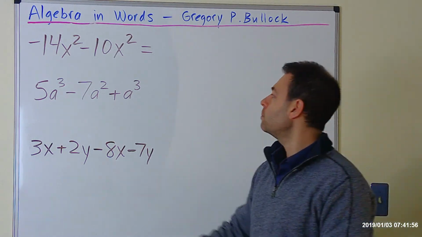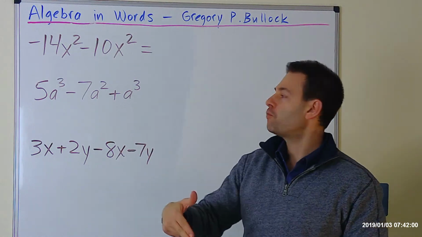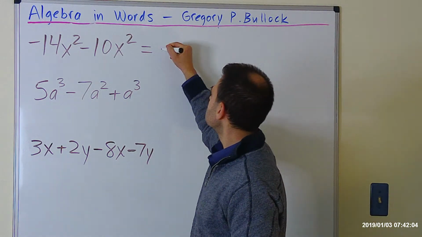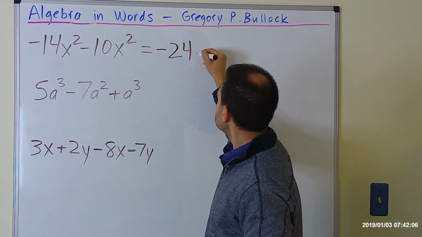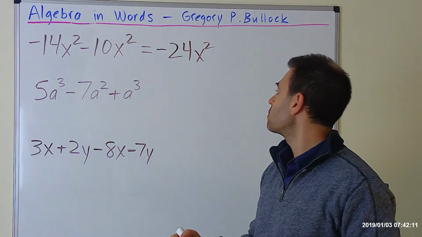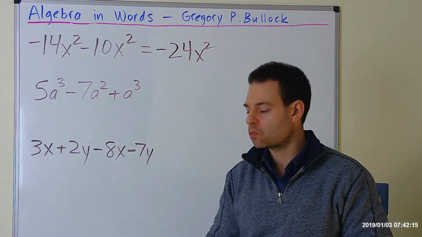We can combine them, and we're just going to combine them by the coefficients. Think of negative 14 minus 10 as equal to negative 24, and attach the like term x squared. The answer to that is negative 24x squared. Let's look at the next one.